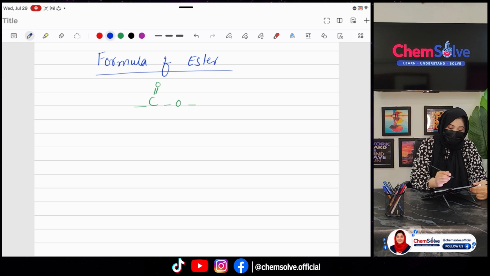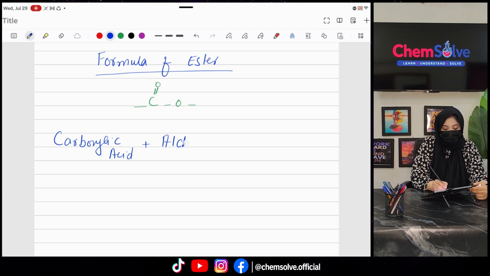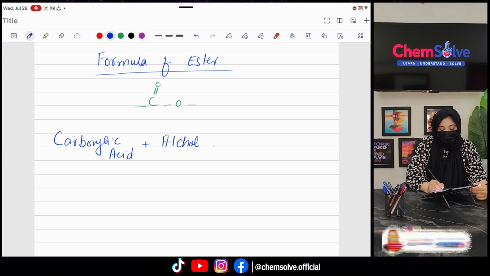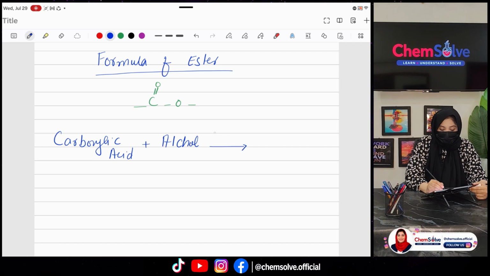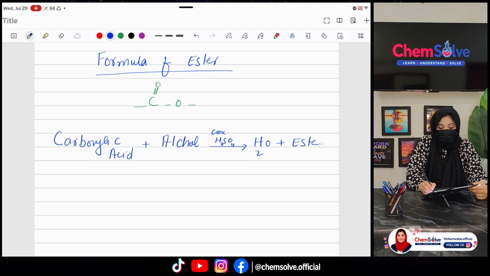Moreover, an ester is formed when a carboxylic acid reacts with an alcohol in the presence of concentrated H2SO4. What happens? Water is removed and an ester is formed.